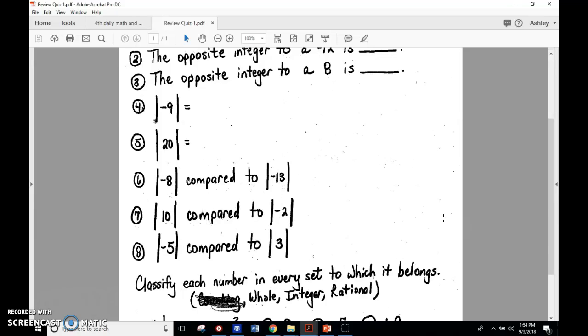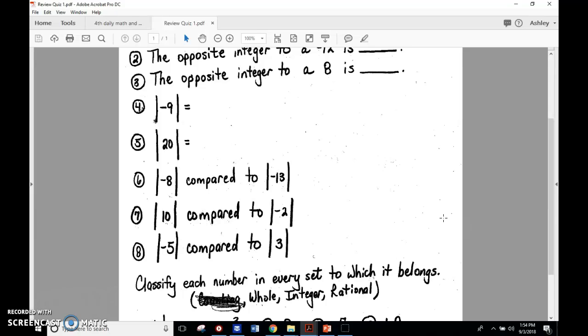Number 6, the absolute value of negative 8 compared to the absolute value of negative 13. Here you are going to use your greater than, less than, or equal to. Again, the absolute value of negative 8 compared to the absolute value of negative 13. So you're going to use your greater than, less than, or equal to signs to compare those absolute values.